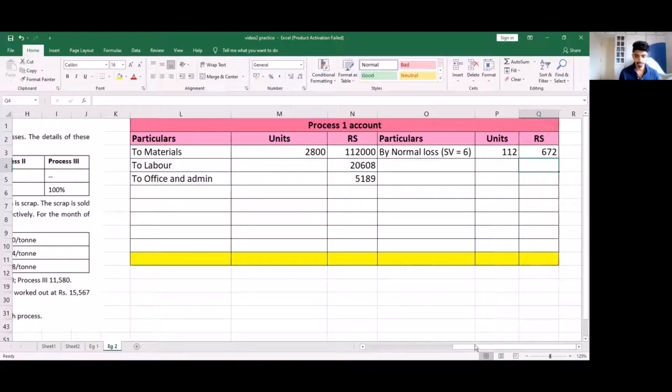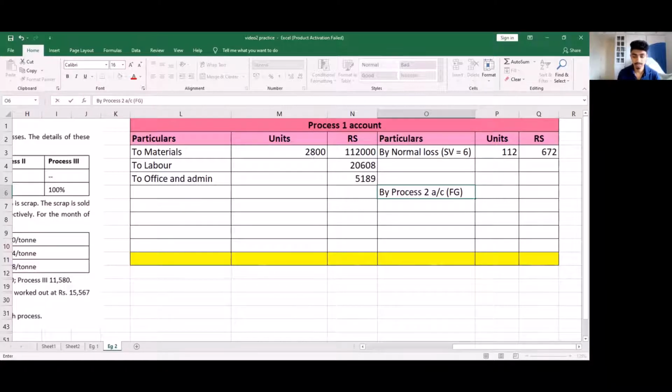Now we have our finished goods, right? So there is no information given about finished goods except what percentage is transferred to the next process and what percentage is transferred to the warehouse for sales. So let's just write by process 2 account, finished goods. We don't know the number of units. And now let's just calculate abnormal loss.